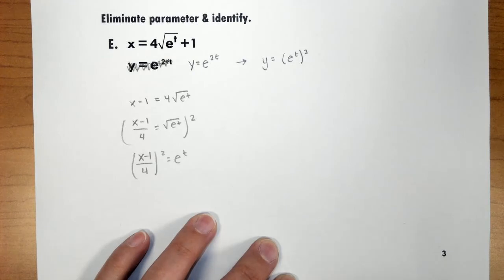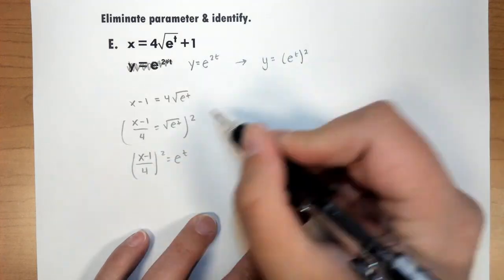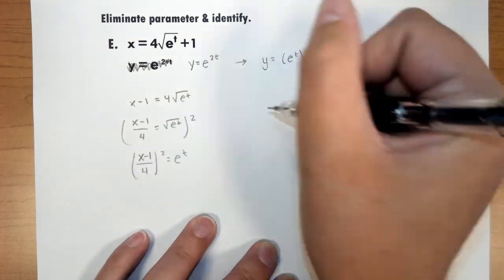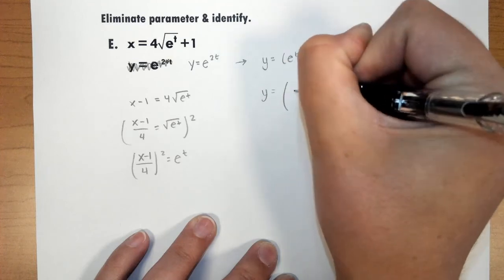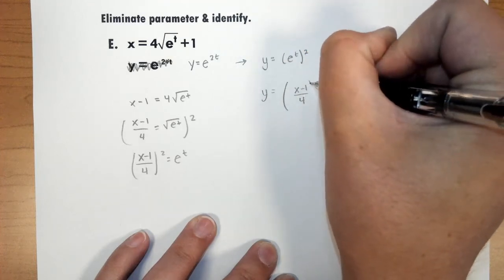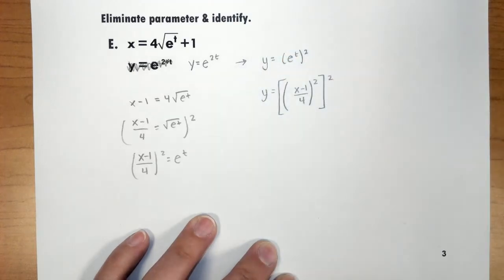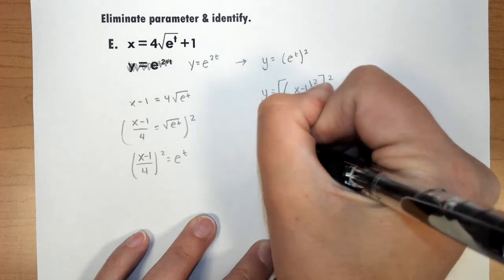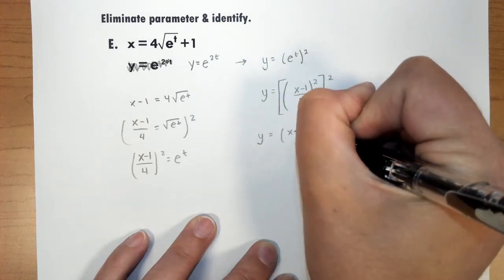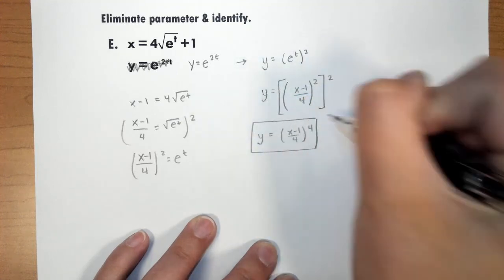Okay, so let's replace the value of e to the t from the first equation into the second. Y is equal to x minus 1 over 4. That quantity squared, that whole thing is now being squared. All right, I get this. Y is equal to x minus 1 over 4 to the 4th power. I'm just going to leave it like that.